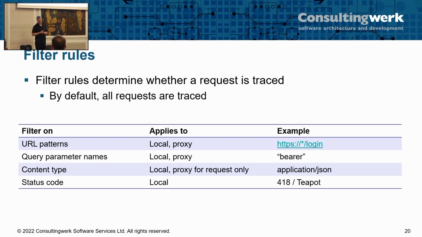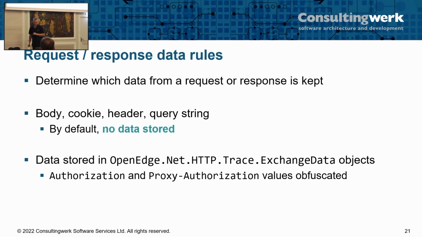If it's a particular content type, we don't want to trace it, right? For some reason. And that's for requests or responses. And a status code, right? You may or may not want to trace a particular status code. If you only want to see the 400s or the 500s, right? You don't care if it succeeds because everyone is happy. So you can filter by that.